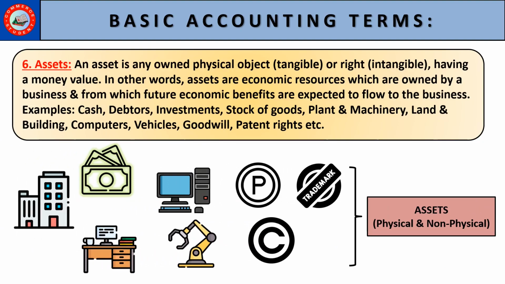Assets. Assets are the economic resources owned by the business that are expected to bring future benefits. They hold monetary value. That's why these are economic resources. Think of assets as the valuable possessions a business has, whether physical, like machinery, furniture, land, or non physical, like copyrights, patents, etc.